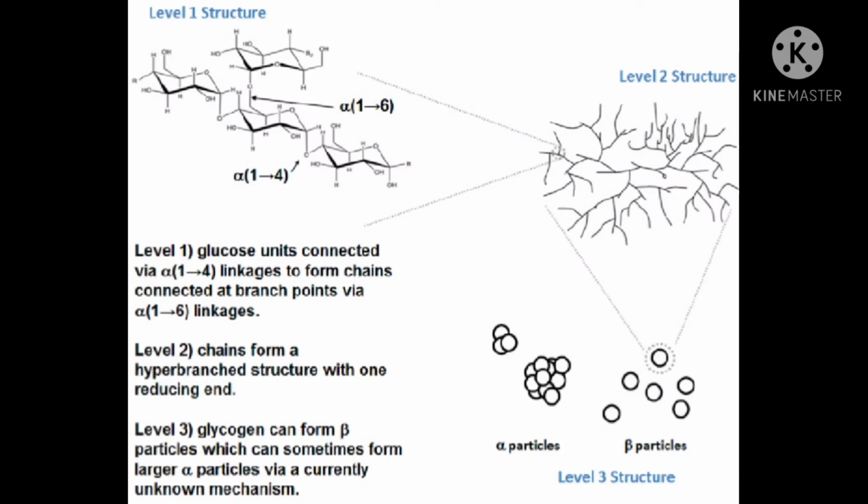Later, this highly branched complex structure globularizes to form small granular structures known as beta particles. In case of liver glycogen, it has a third level, a supramolecular clustering level, where beta particles form larger clusters of alpha particles.